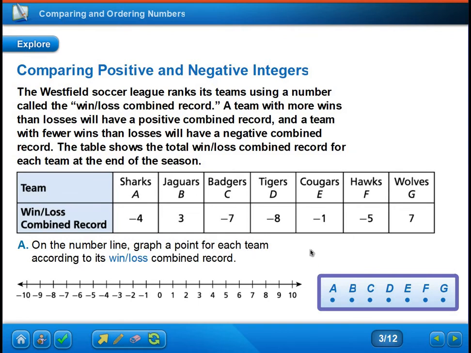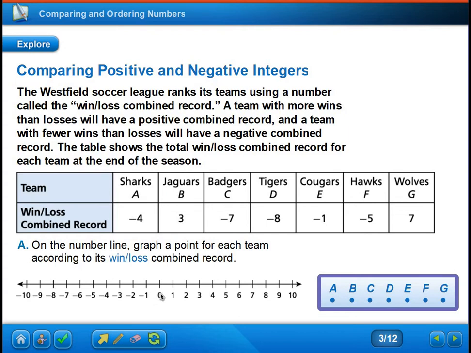So here again, what we have to pay attention to is the teams and what letter they've been assigned for our number line. In this case, we have the Sharks. They have been assigned the letter A as their identifier. And the Sharks have a win-loss record of -4. So again, to plot these, I would start at 0.